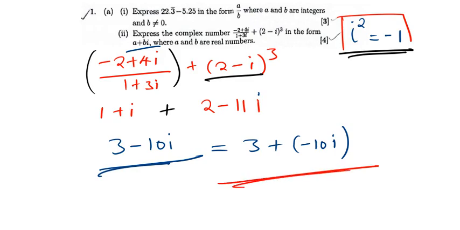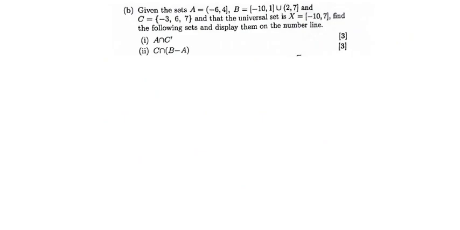Okay, so very simple and straightforward question. Now look at b. Given that set a is equal to negative 6, 4, b is equal to that, and c is equal to that, and that the universal set is having numbers from negative 10 to 7, find the following sets and display them on the number line.